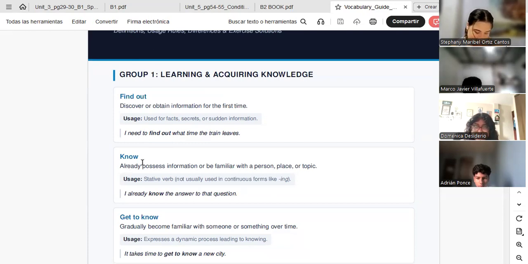Know, saber: already possess information or be familiar with a person, place, or topic. So, I already know the answer to that question. Ya sé la respuesta de esa pregunta, right?